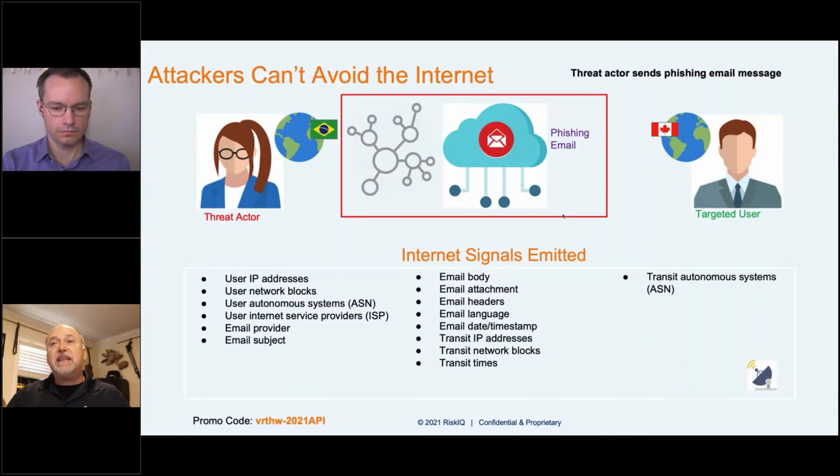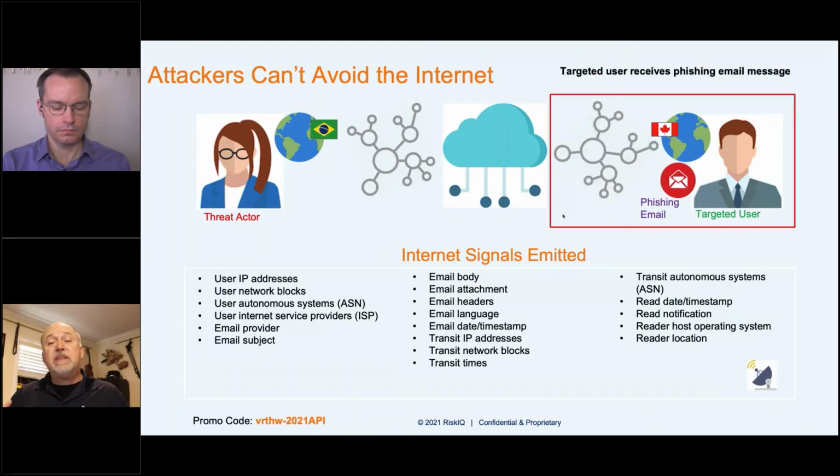And then when it's sent, you can see the transit blocks and addresses, the times, and then it gets to the end user. And that end user, if there was an HTML email, it might go back to the threat actor so they can fingerprint the machine. They know when it was read. They might get some geolocation information, operating systems. So there's a lot of good details in there.